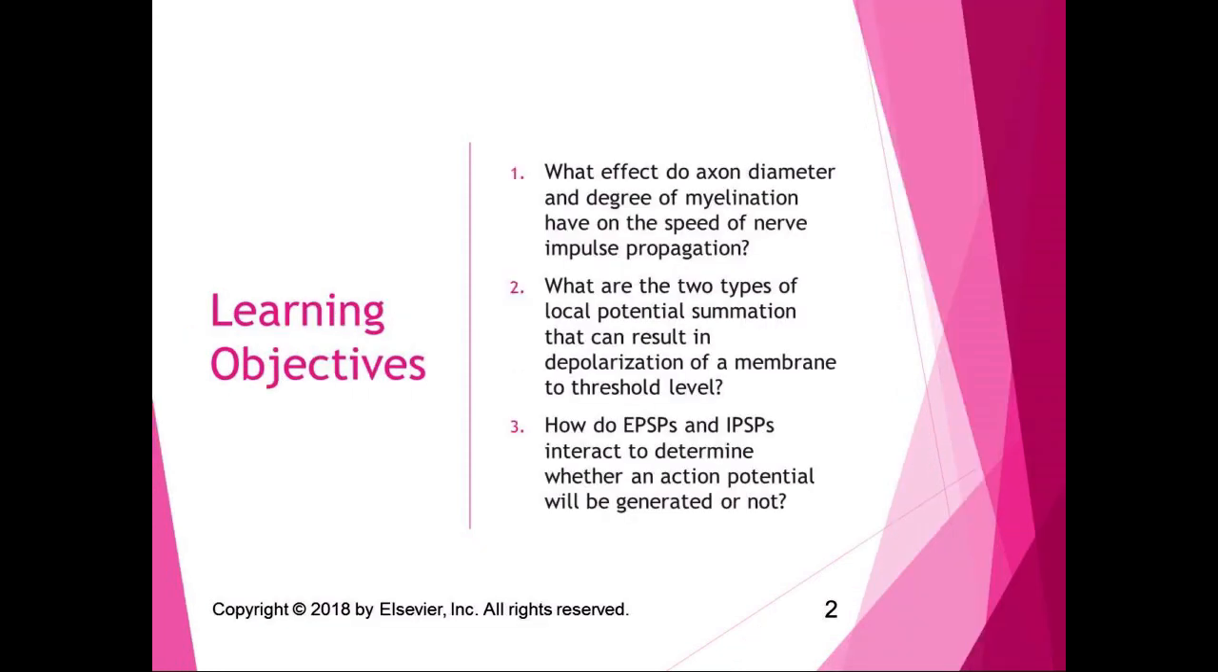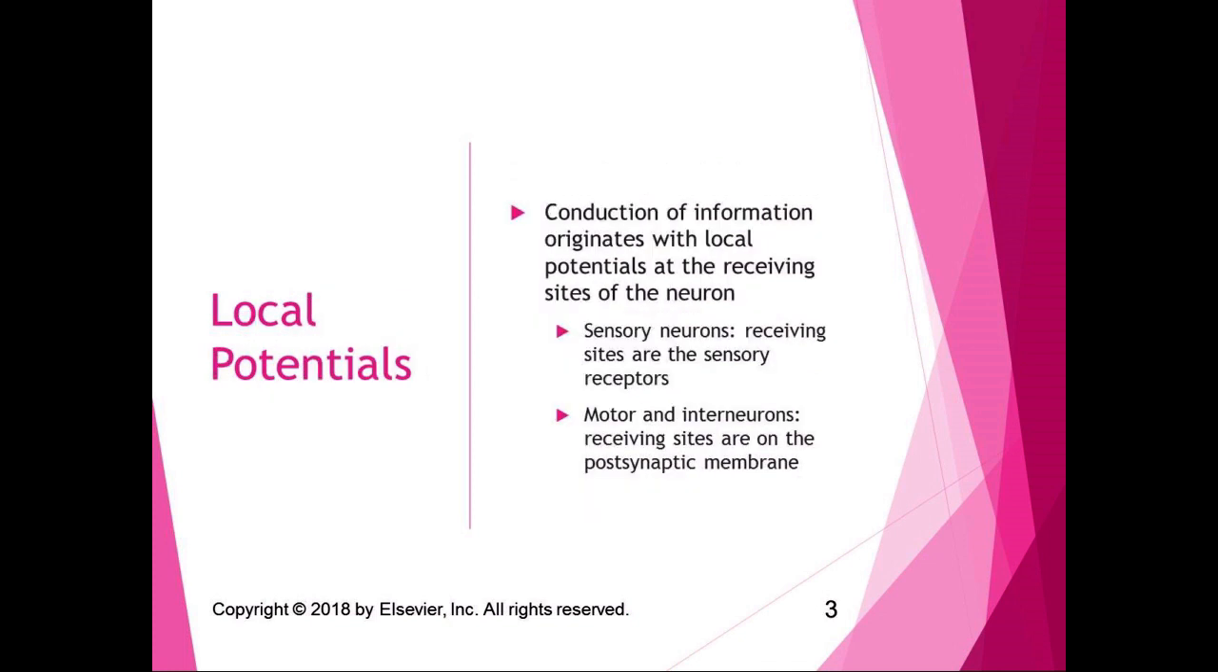Okay, so the learning objectives for this are: What effect do axon diameter and degree of myelination have on the speed of nerve impulse propagation? What are the two types of local potential summation that can result in depolarization of a membrane to threshold level? And how do excitatory postsynaptic potentials and inhibitory postsynaptic potentials interact to determine whether an action potential will be generated or not? So let's get into it.